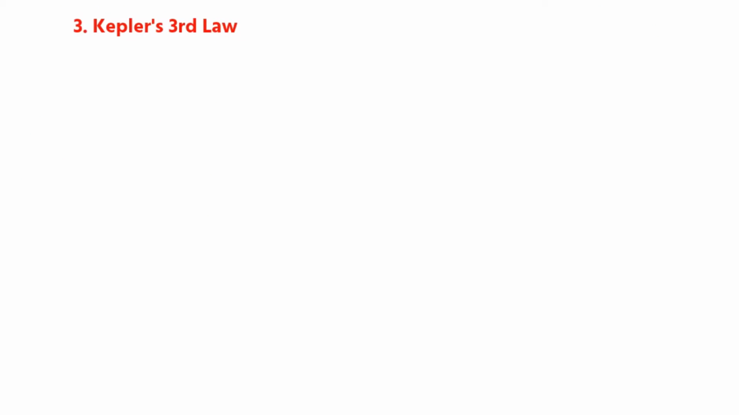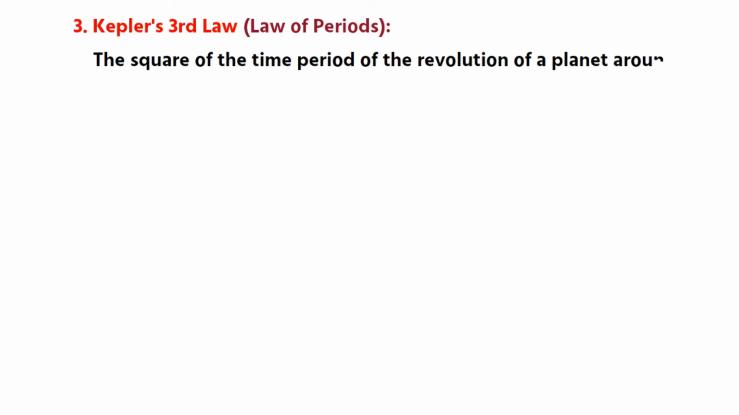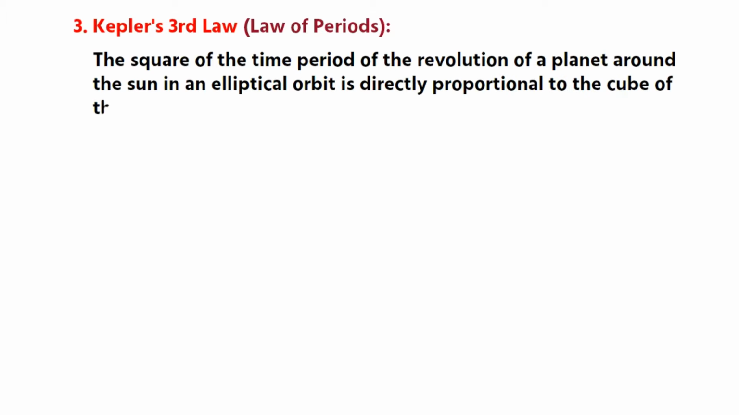Kepler's third law of planetary motion, also known as the law of periods. Kepler's third law states that the square of the time period of the revolution of a planet around the Sun in an elliptical orbit is directly proportional to the cube of the semi-major axis of the ellipse.